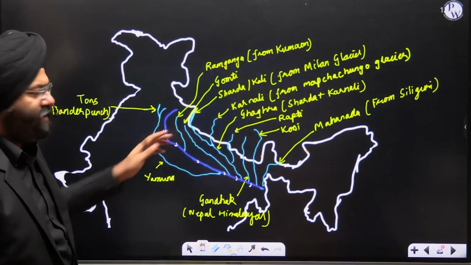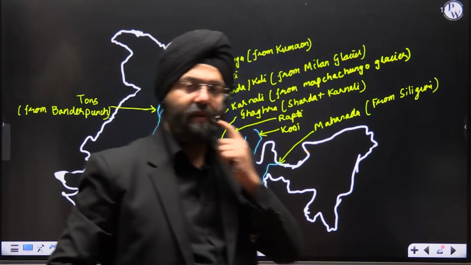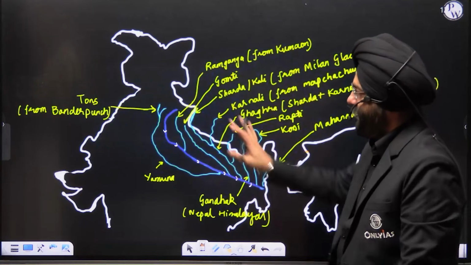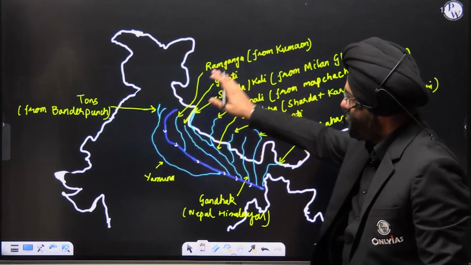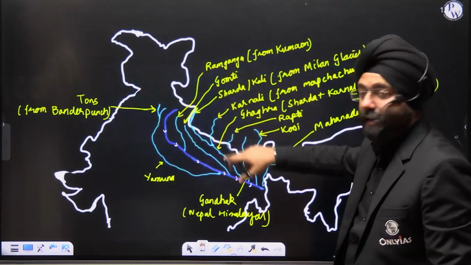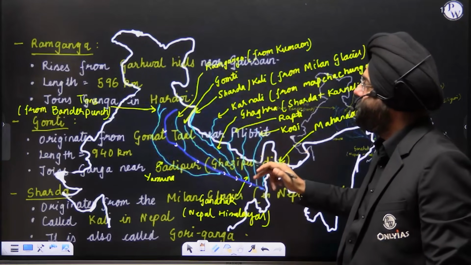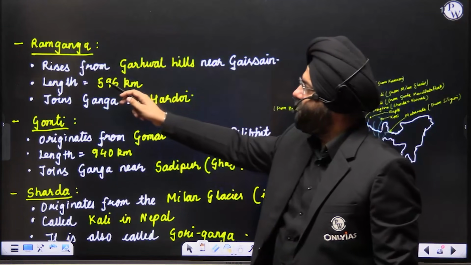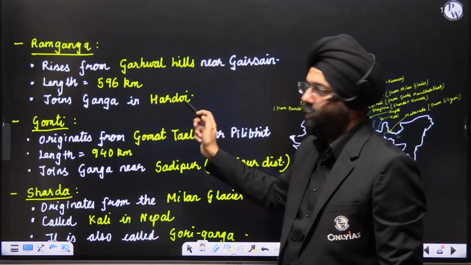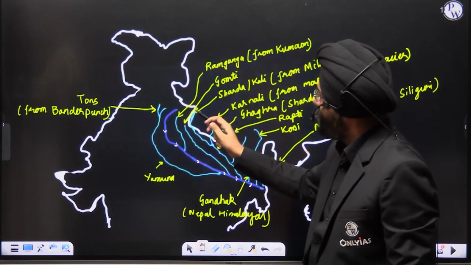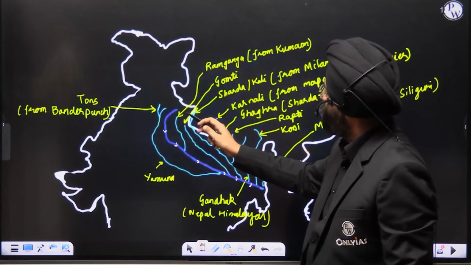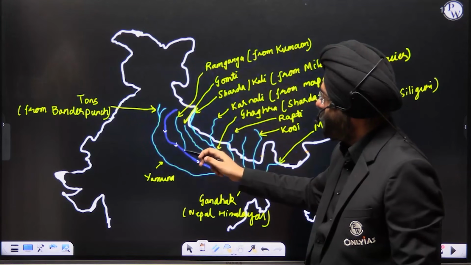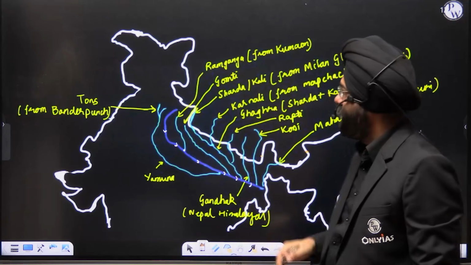I'll be giving a description of each of the rivers and then we will be analyzing all the rivers also, right? Just have a look at this map. This is the main Ganga river and the other tributaries that are joining from the left side, left bank tributaries. Ramganga rises from the Gadwal hills near Gairsen, 596 kilometers, joins Ganga at Hardoi. So this is the Ramganga from the Kumaon region, right? This is the part and it is joining Ganga over here near Hardoi. Clear?